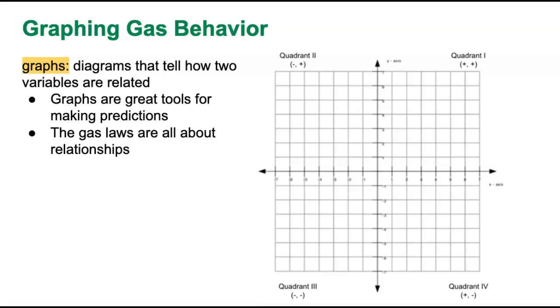Graphs are tools, and we can use them to make predictions. If I were plotting my example, my time over how long my hair is example on this graph, I would probably, after a series of days or series of weeks, start to notice patterns in my graph. I could use those patterns to predict how long my hair might be if I allowed it to not be cut for an additional 2 months. The gas laws are all about relationships as well, which is why graphs work so well in predicting and interpreting gas behavior.